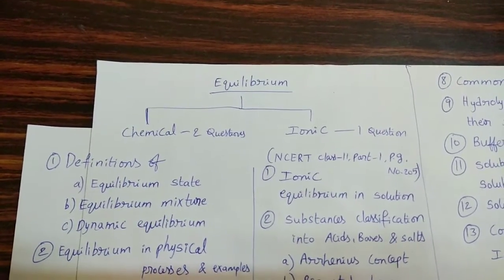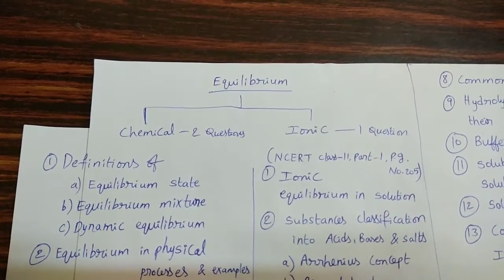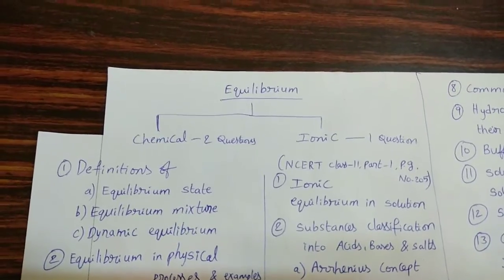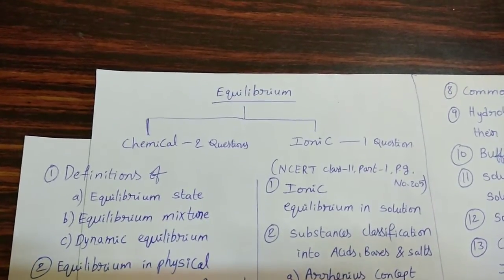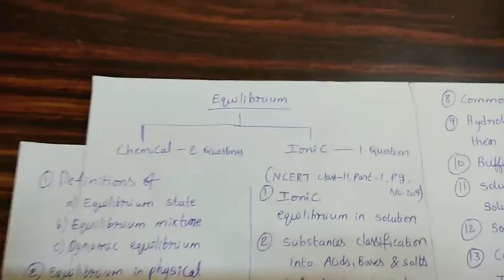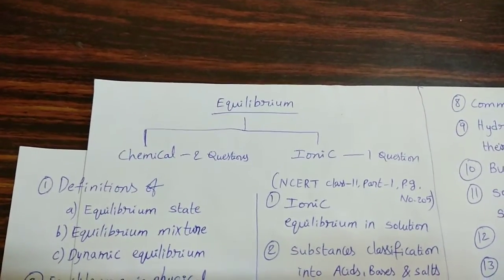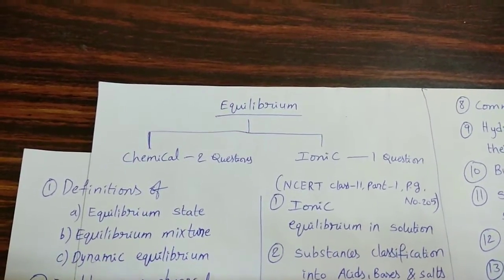In the last class we completed atomic structure. Now see the next chapter, equilibrium. This equilibrium weightage is more, because three questions will come from it in the NEET exam. So this chapter's weightage is 12 marks.